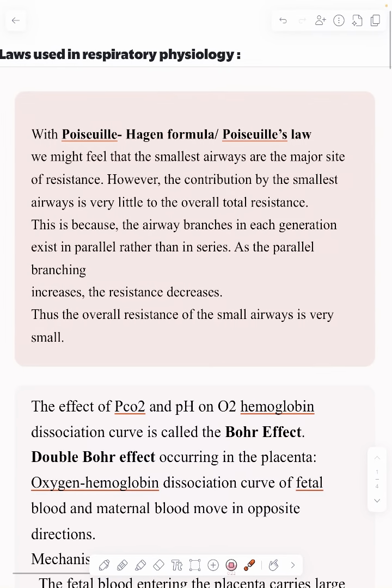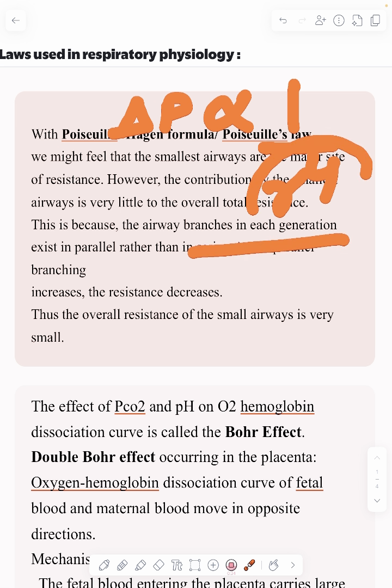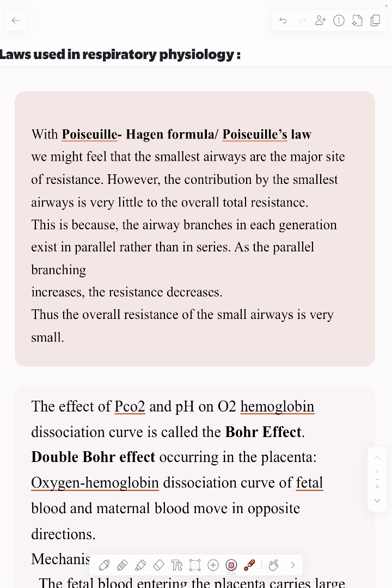The first law is Poiseuille-Hagen formula, or Poiseuille's law. This states that delta pressure is inversely proportional to r to the power 4, where r is the radius. Here resistance will also be inversely proportional to r. That means if alveoli are smaller, the resistance should increase, right? But what happens here is that the overall resistance of small airways is very small.